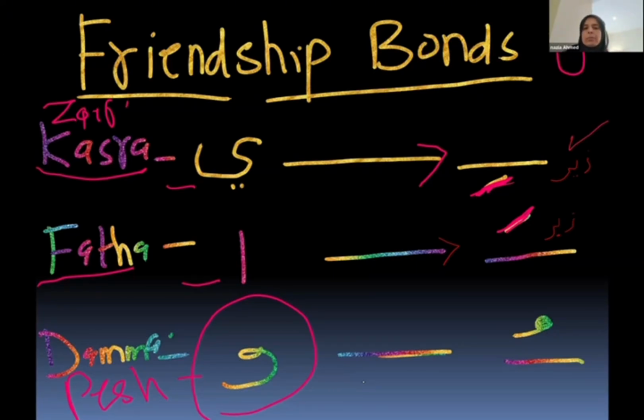In the same way, these three notorious letters, which we call weak letters, Ya, Alif, and Waw, have a friendship with certain harakat or vowels. For example, Ya has a friendship with Kasra or Zair.